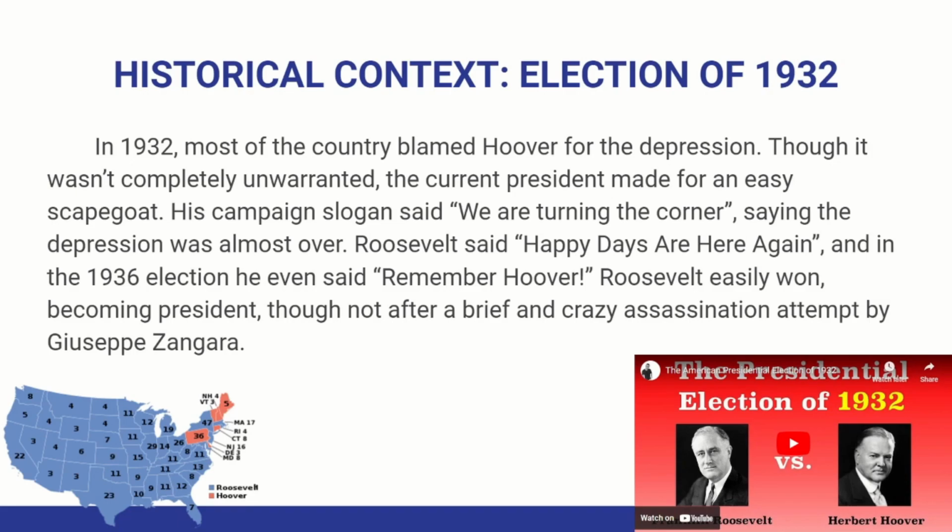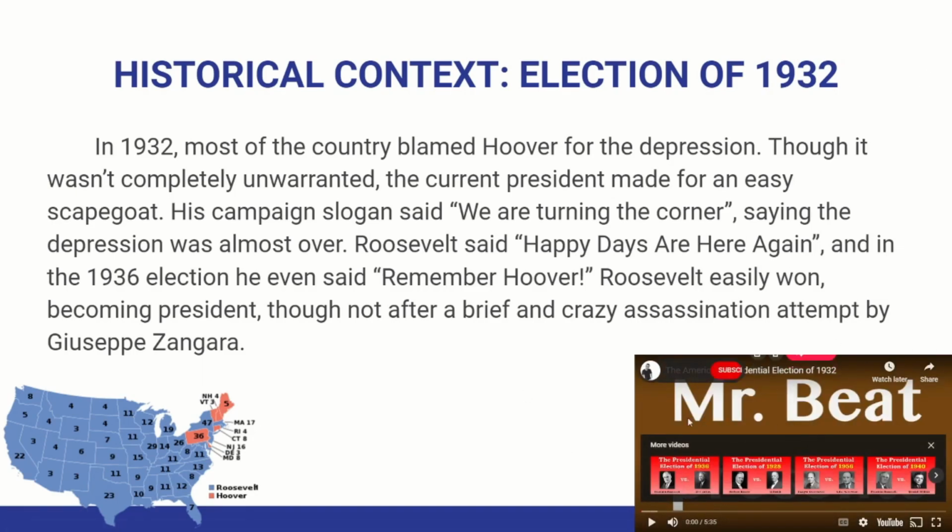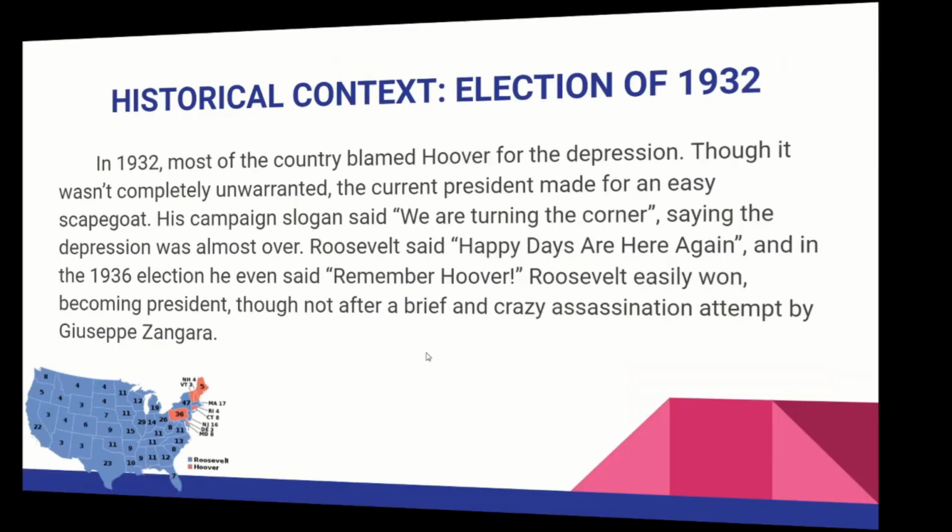Now, an interesting thing here is that when he was still president-elect, this guy, Giuseppe Zangara, tried to assassinate him. What for? We don't really know, but there was a parade in Chicago, and he stood up and fired 6 shots at Roosevelt. All of them missed, and he accidentally killed the mayor of Chicago instead. So, it's an interesting story. Mr. Beat has a video about the presidential election of 1932. It's really good. I recommend it.